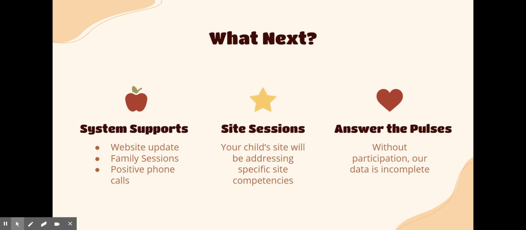So what does that mean? Well, our system of supports are working hard to make sure that we're attending to your needs. We're updating our website so it's easier to use. You can access more of those resources quicker. We have family sessions to address some of those lowest performing areas, such as substance abuse. And as a system, we're investing in positive phone calls home. If your child is doing something great, we're working on acknowledging it.